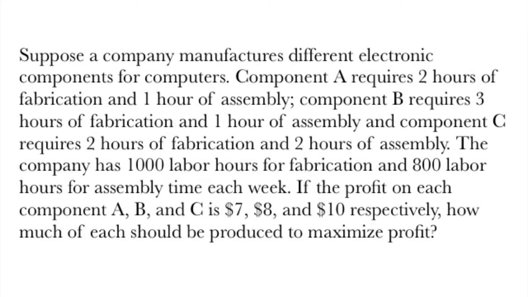Suppose a company manufactures different electronic components for computers. Component A requires 2 hours of fabrication and 1 hour of assembly. Component B requires 3 hours of fabrication and 1 hour of assembly. And component C requires 2 hours of fabrication and 2 hours of assembly. The company has 1,000 labor hours for fabrication and 800 labor hours for assembly time each week. If the profit on each component A, B, and C is $7, $8, and $10 respectively, how much of each should be produced to maximize profit?